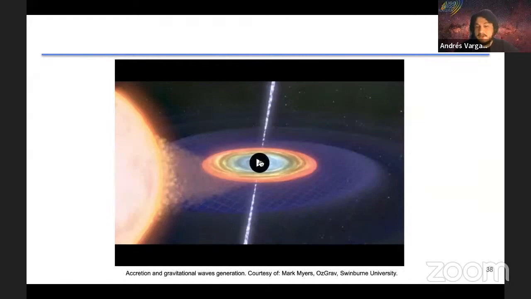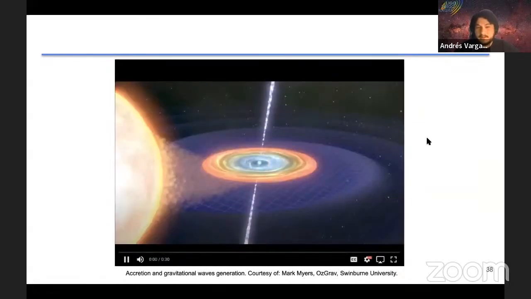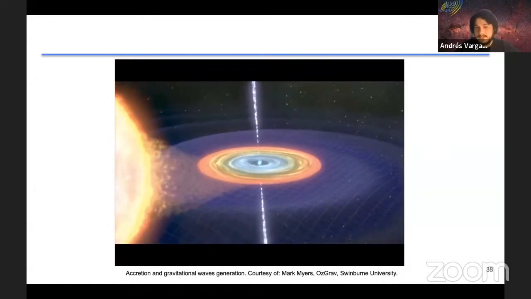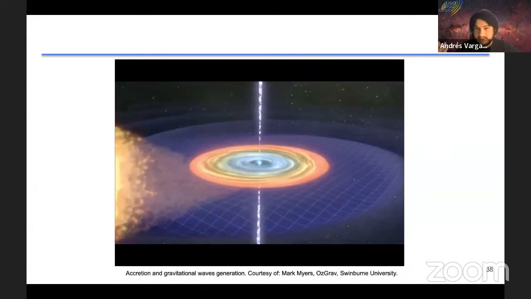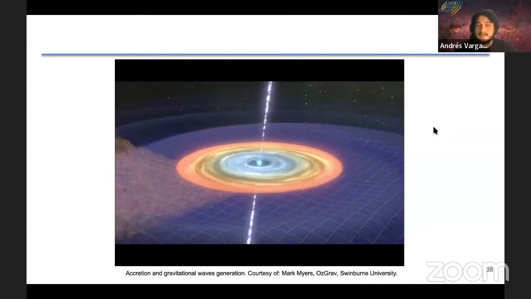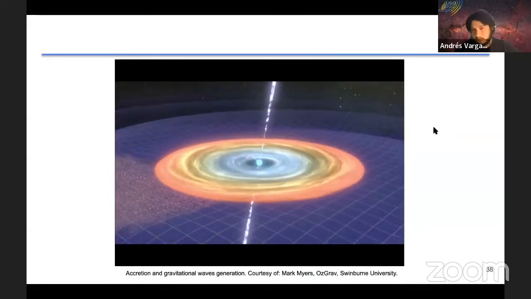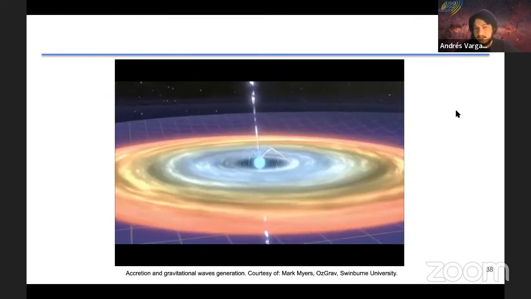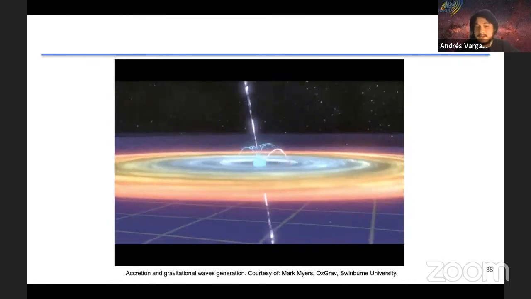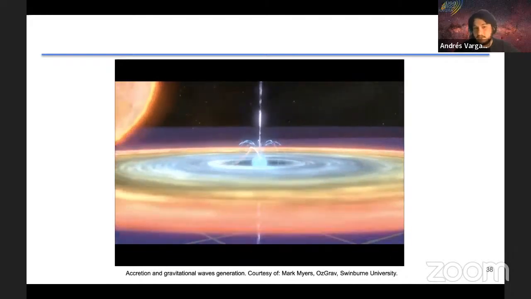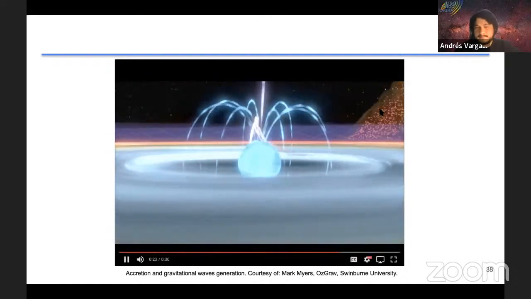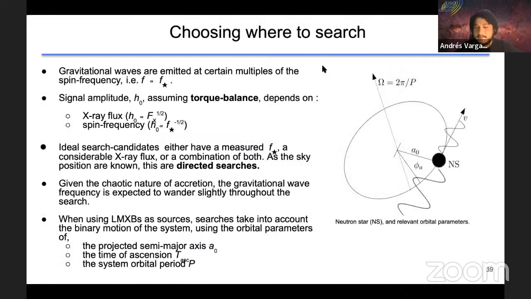we have a video. So here you can see the red star accreting onto its companion, creating this disk, which should be accelerating the central star. And the way to spin down would be to generate these ripples in space-time, which you can see. And those are the type of signals that we are trying to look for in these searches. Now moving on to the next slide.